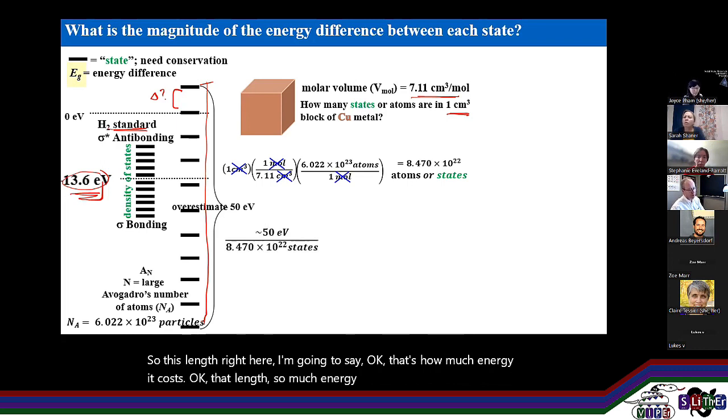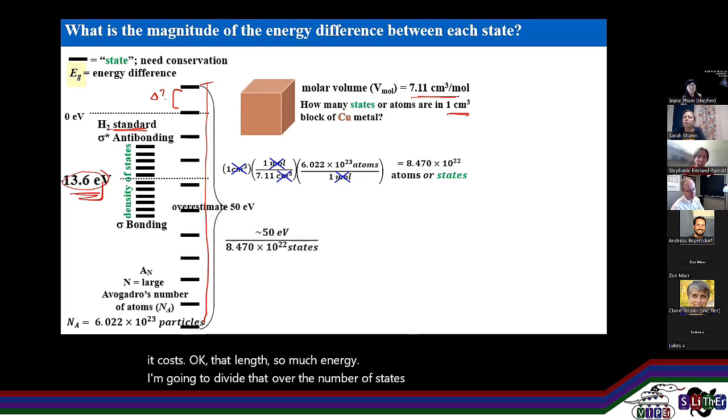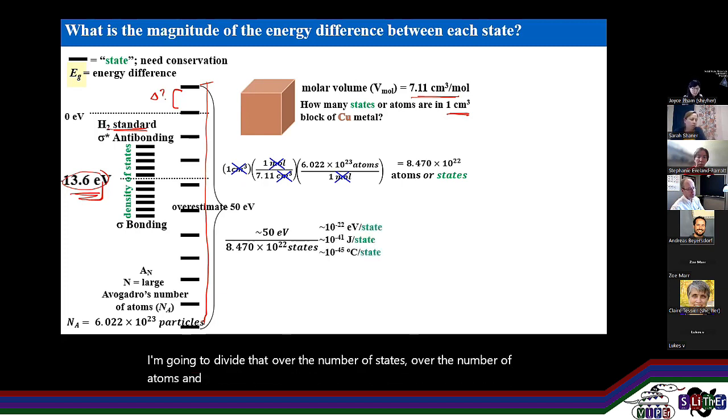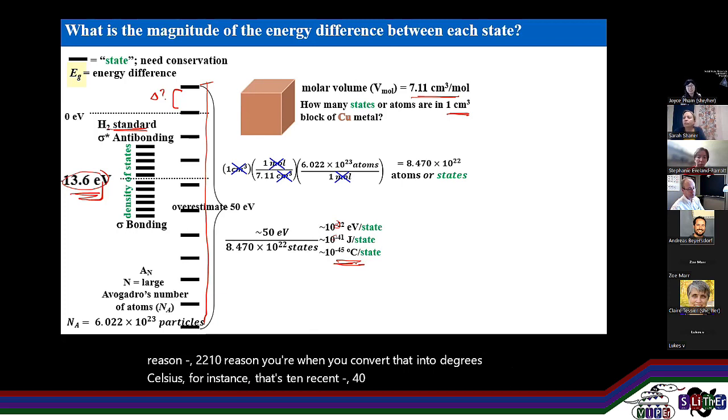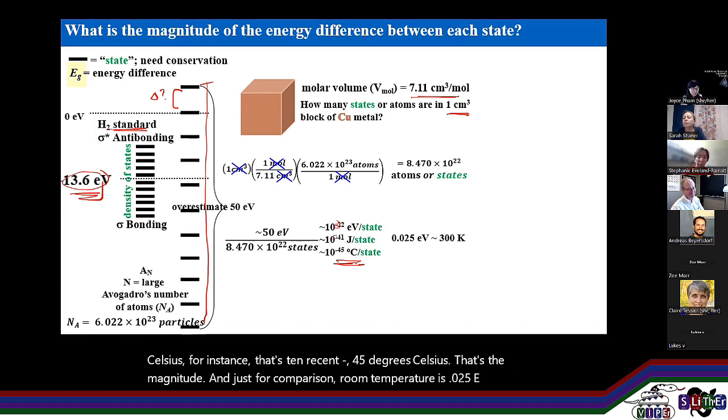I'm going to divide that over the number of states, over the number of atoms, and you can see that it's a really small number. So 10 raised to negative 22, 10 raised to negative 20. When you convert that into degrees Celsius, for instance, that's 10 raised to negative 45 degrees Celsius. That's the magnitude. And just for comparison, room temperature is 0.025 eV. So this is really small.